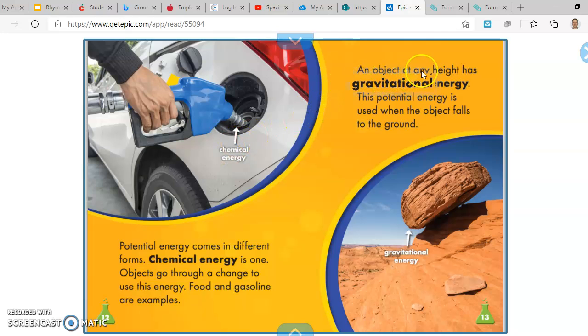An object at any height has gravitational energy. This potential energy is used when the object falls to the ground. Look at this rock, barely balancing on this cliff. This is gravitational energy, and it's being stored right now. It's potential. It's not kinetic yet. But if and when it falls, it then has kinetic energy. It's moving down to the bottom of this canyon.